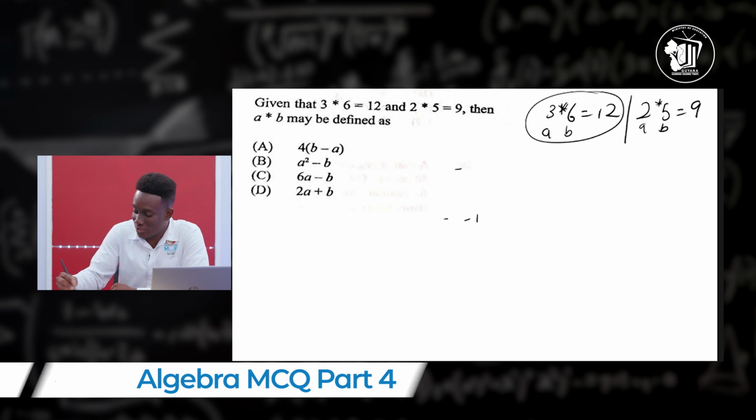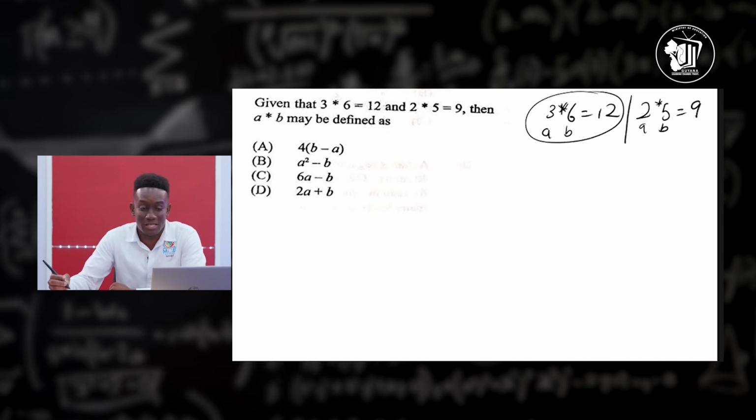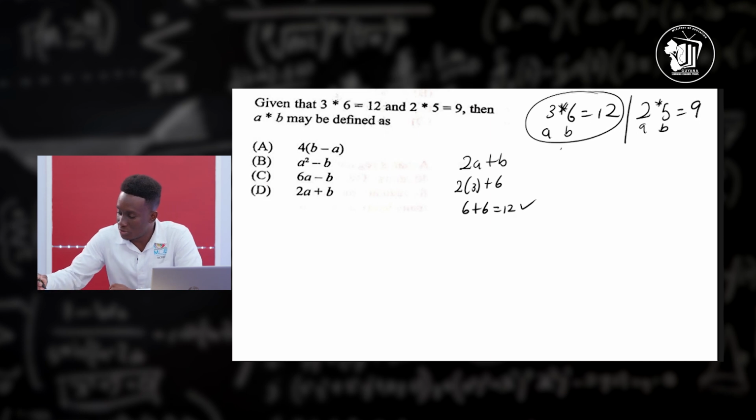So let's check to make sure that we did not make any mistake in the previous one. So this will be 2A plus B. So A would be 3. So this will be 2 multiplied by 3 plus B, which is 6. This should give me 12. 2 times 3 is 6. 6 plus 6 is 12. So that checks out. Let's see if the other one will check out.